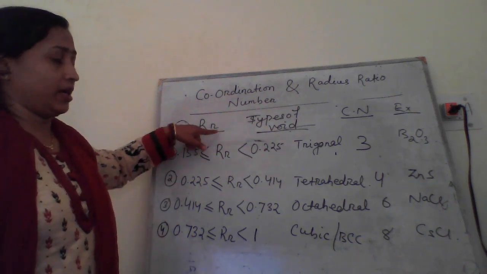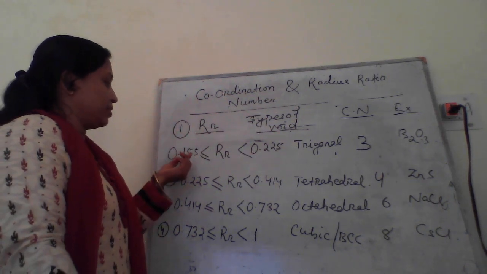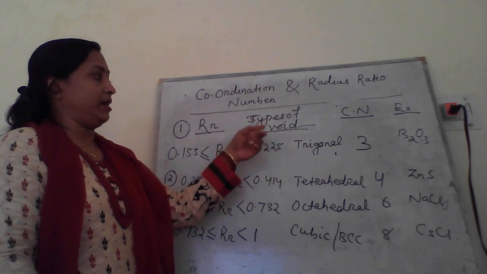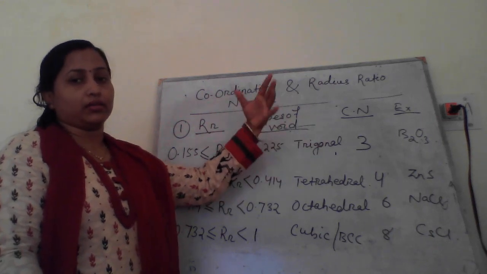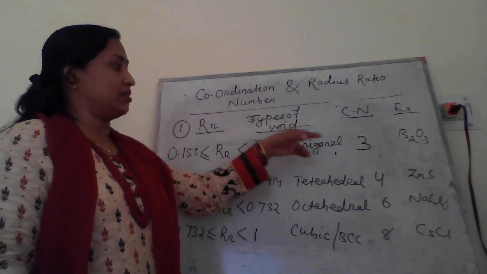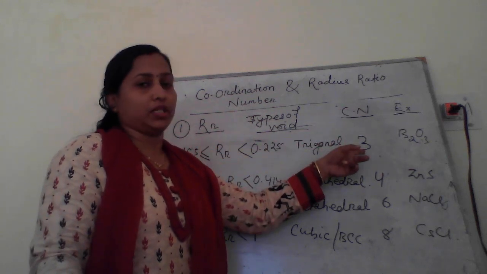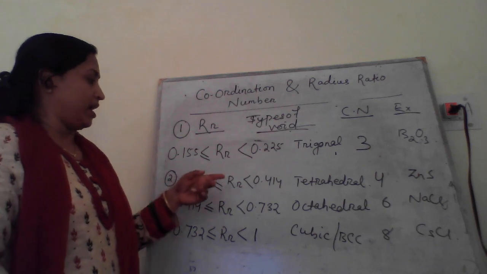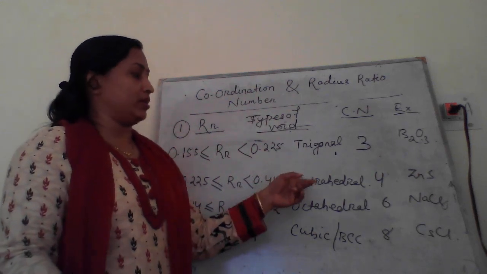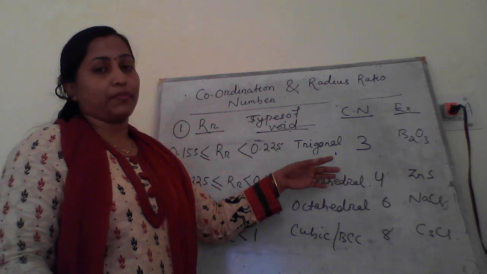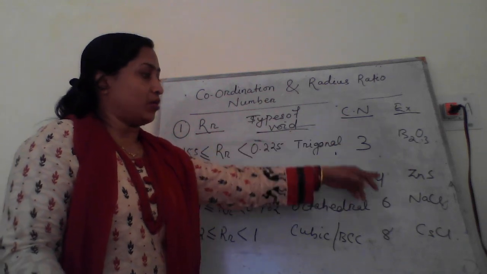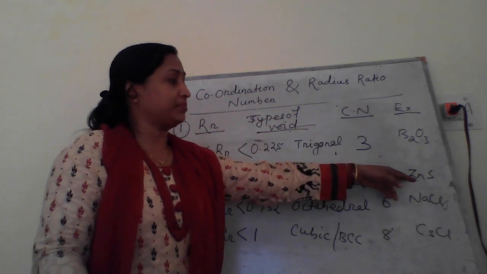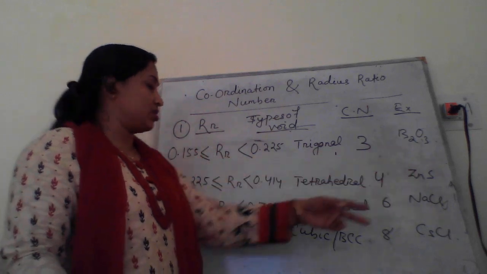So look, if the radius ratio value lies between 0.155 to 0.225, it occupies the trigonal void, or the shape of the crystal is trigonal shape. That means the coordination number is 3. And if the value lies between 0.225 to 0.414, it occupies the tetrahedral void. That means the shape of the crystal is tetrahedral, and the coordination number is 4. The example is zinc sulfide.